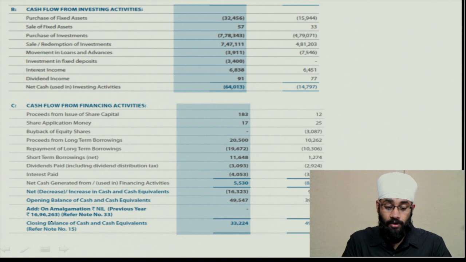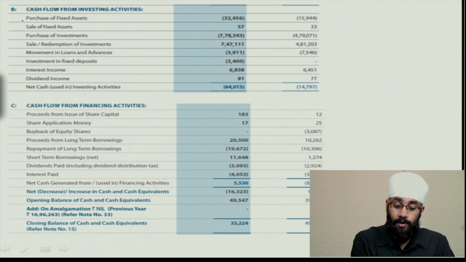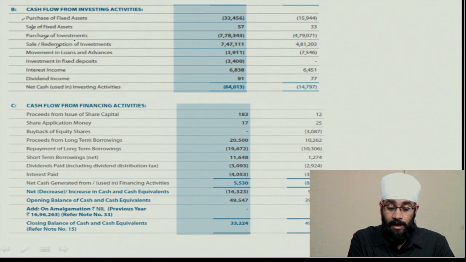The second part is on cash from investing activities. As we discussed earlier, this includes sale and purchase of long-term assets or any investments. So you have purchase of fixed assets, sale of fixed assets, purchase of investments, sale of investments, etc. And also this section will include any interest which you earn, any dividend that you get as a result of the investments that you make. So the net cash which results from the investing activities is shown at the end of this section.